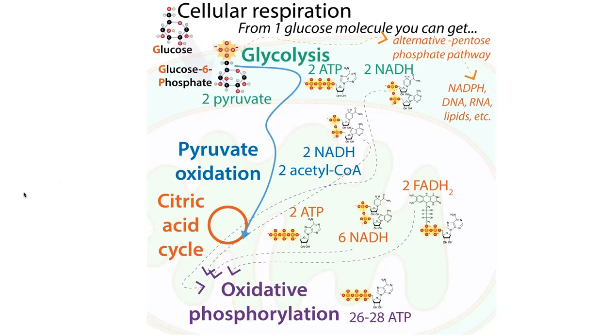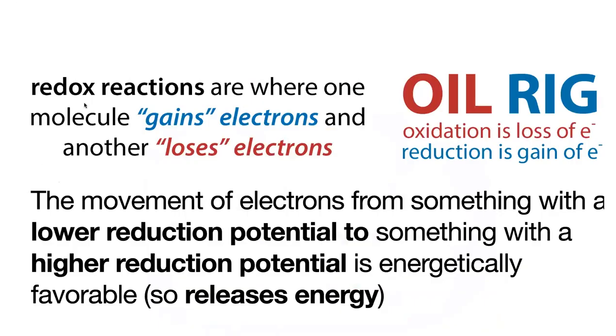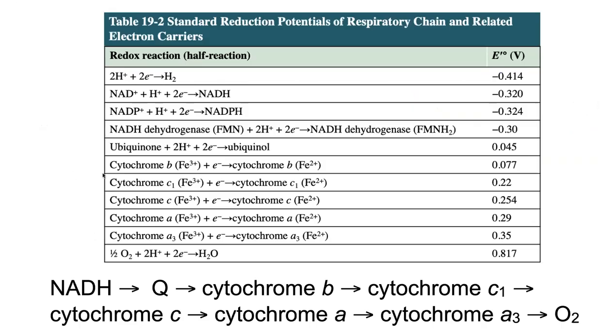So, oxidation and reduction. Good old oil rig. Oxidation is loss of electrons and reduction is gain of electrons. If we pass electrons from something with a lower reduction potential, so something that doesn't want the electrons as much, to something with a higher reduction potential, something that wants the electrons more, that's going to be energetically favorable. So this is going to release energy. So if you hear energetically favorable, think energy is going to be released.